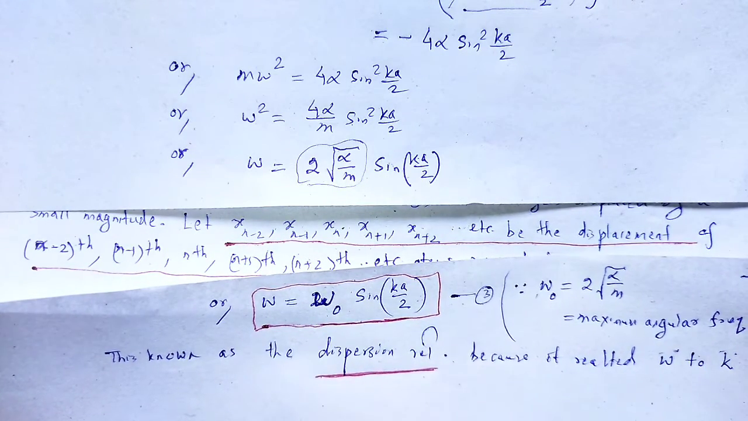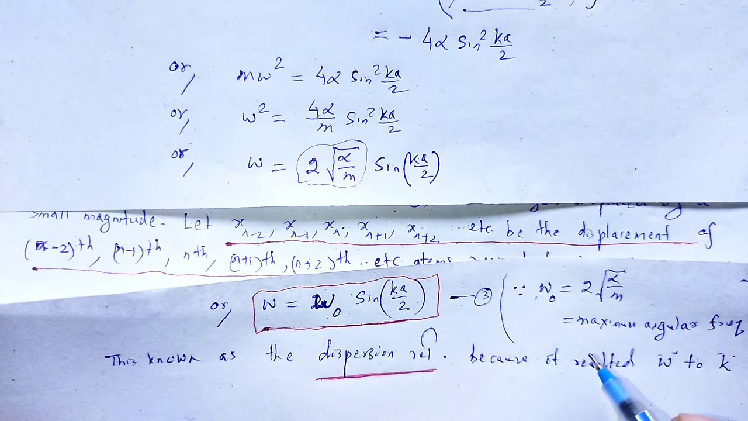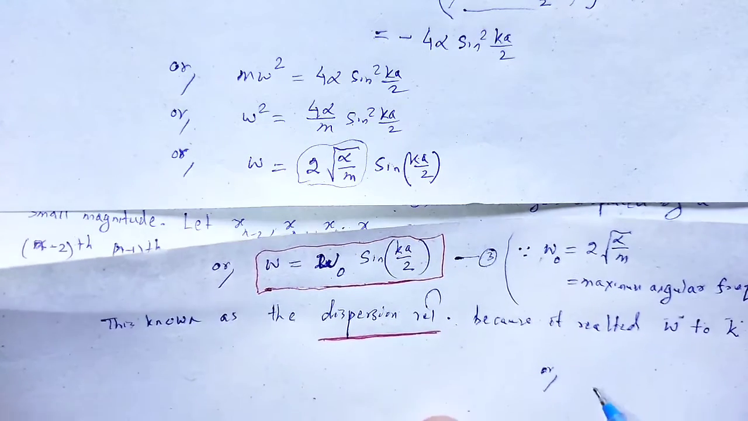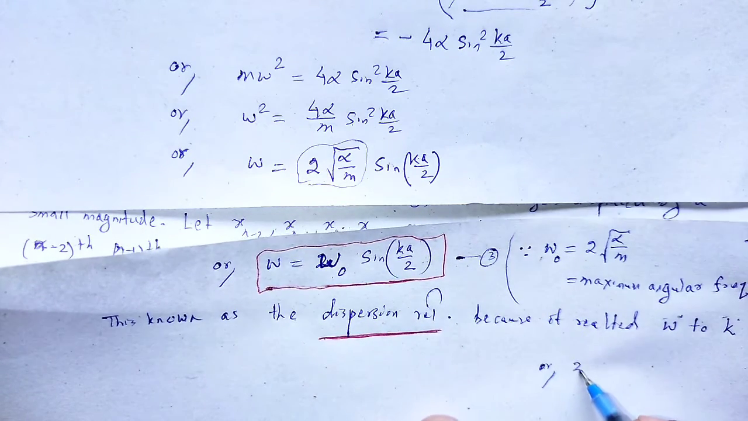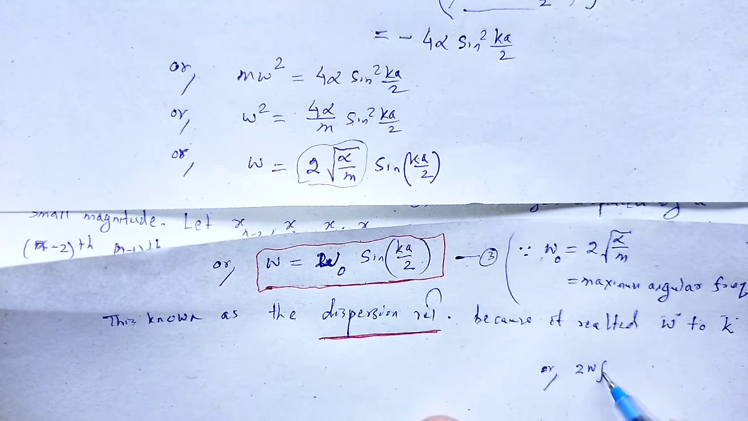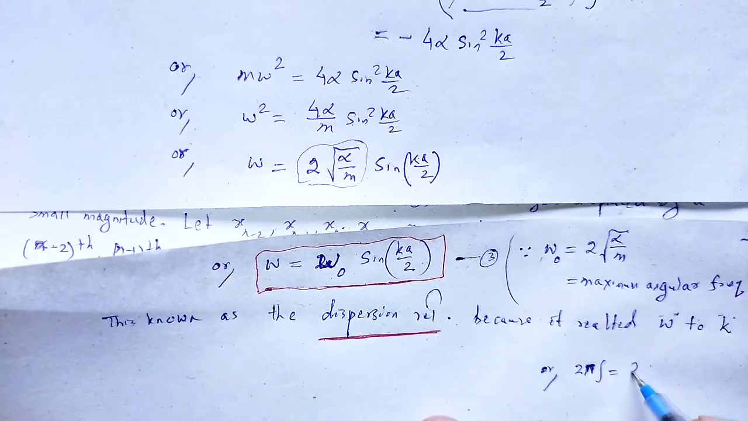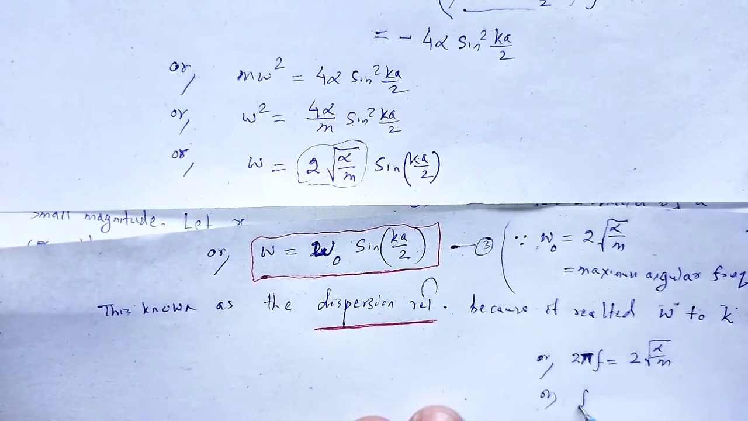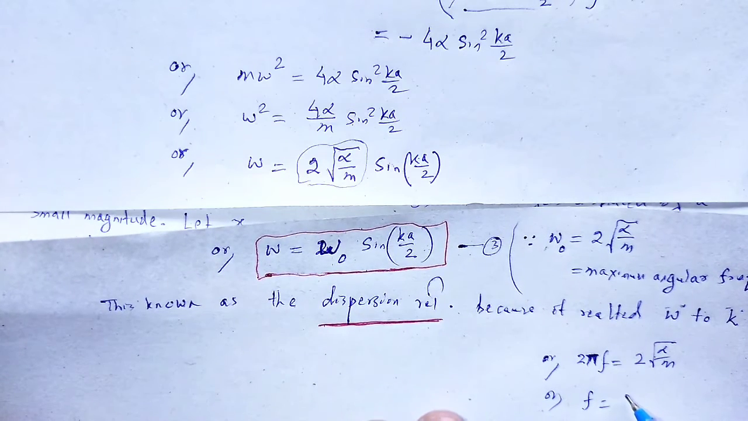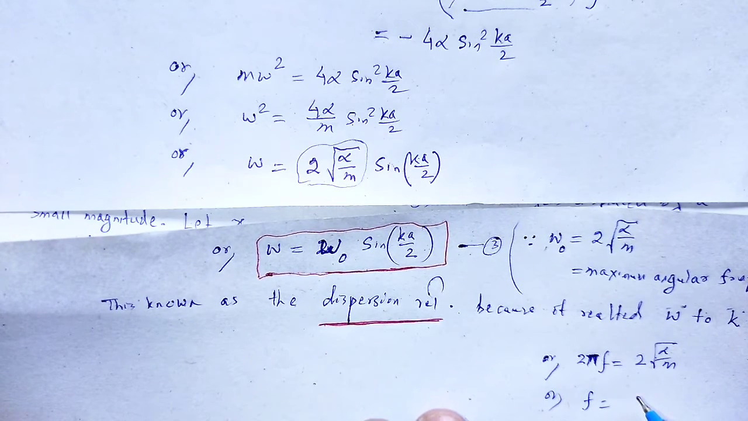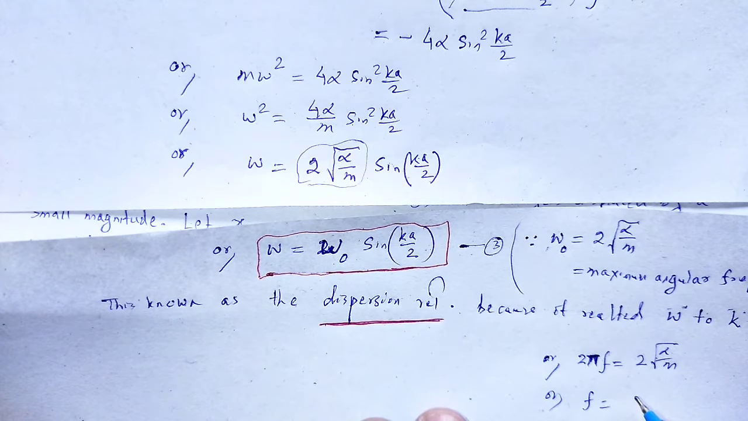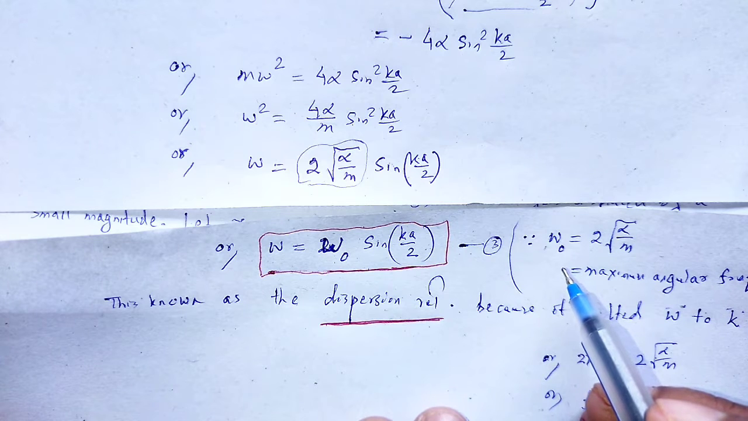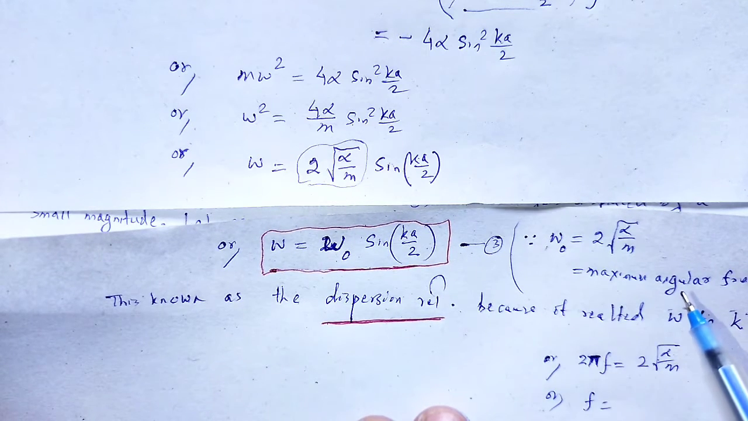and from that dispersion relation we can also achieve the frequency, or omega naught is equal to 2 pi f is equal to 2 under root of alpha by m. Therefore f is equal to, omega is equal to 2 pi f.